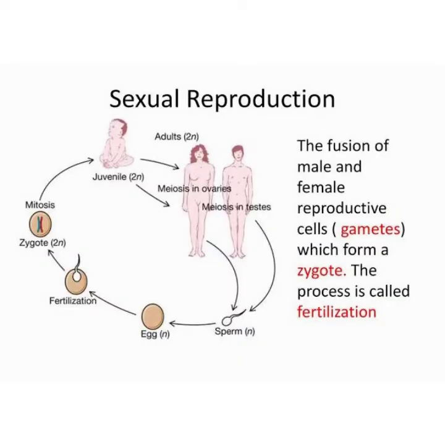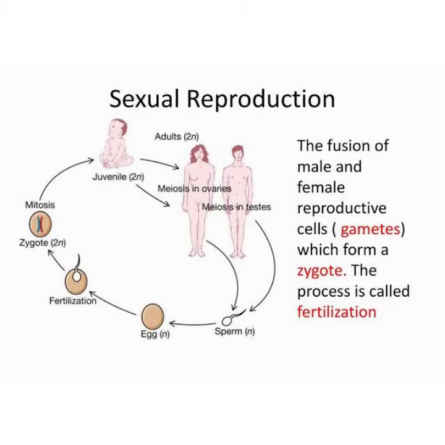In asexual reproduction, as we have seen, only one parent is involved, whereas in sexual reproduction both male and female gametes are involved. Both the cells are required for sexual reproduction, and male and female gametes fuse together and give rise to a zygote, and the zygote develops into a new individual. You can see in this picture.